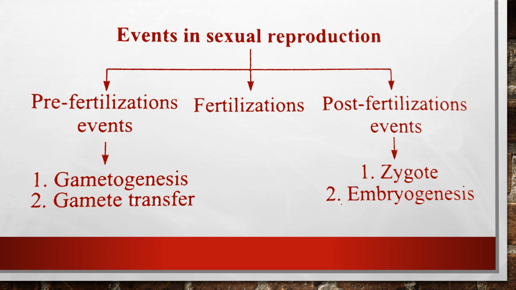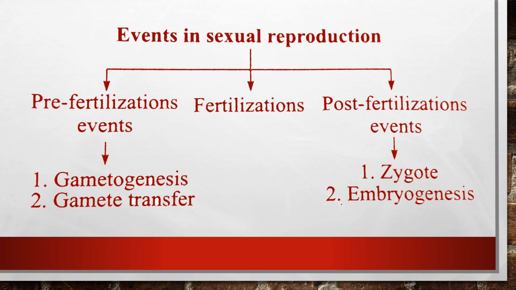One is pre-fertilization event or pre-fusion event. What are pre-fertilization events? At first gametogenesis, that means gamete formation, formation of male gamete and formation of female gamete or egg. Next is gamete transfer. Male gametes are transferred to female gametes for the fusion. Next phase is fertilization or fusion of male and female gamete.